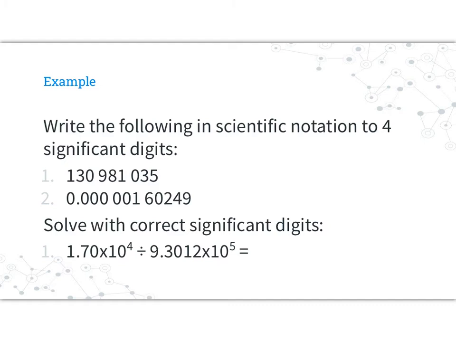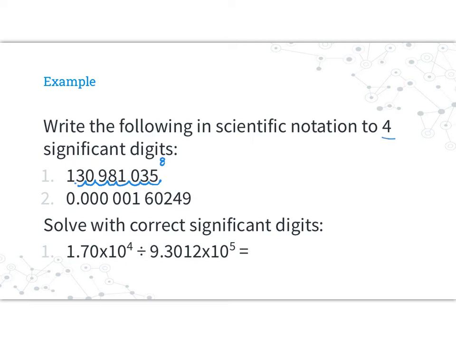So write the following in scientific notation to 4 significant digits. In our first example here, this is a whole number. The decimal is after the 5. So I need to move the decimal between the 1 and the 3. That's a non-negotiable for scientific notation. So I need to move the decimal 1, 2, 3, 4, 5, 6, 7, 8 times. I'm just going to make a little note of that.